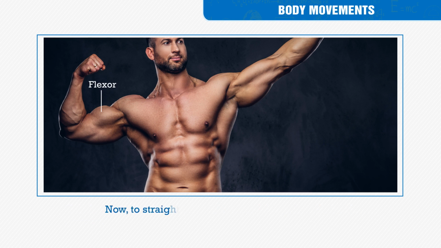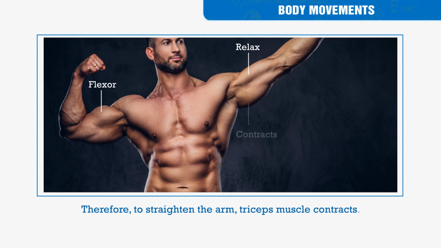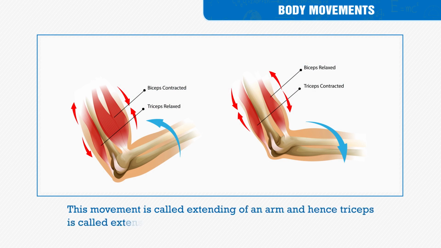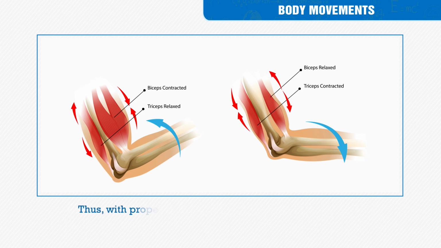Now to straighten the arm, biceps muscle relaxes. Muscles cannot push your arm back again. Therefore, to straighten the arm, triceps muscle contracts. This movement is called extending of an arm, and hence triceps is called extensor muscle. Thus, with proper coordination, both muscles can make the bones move in either direction.